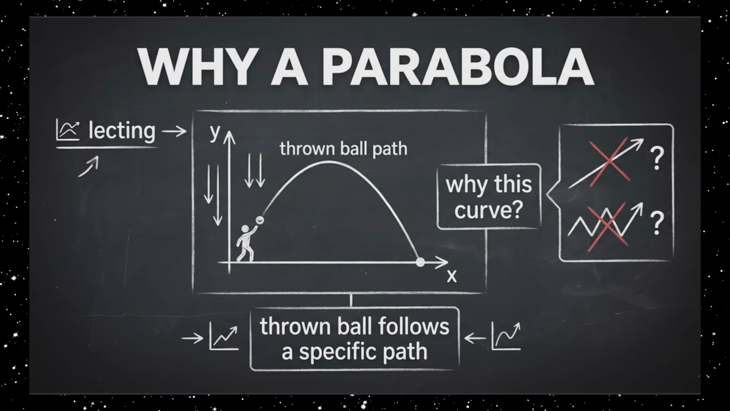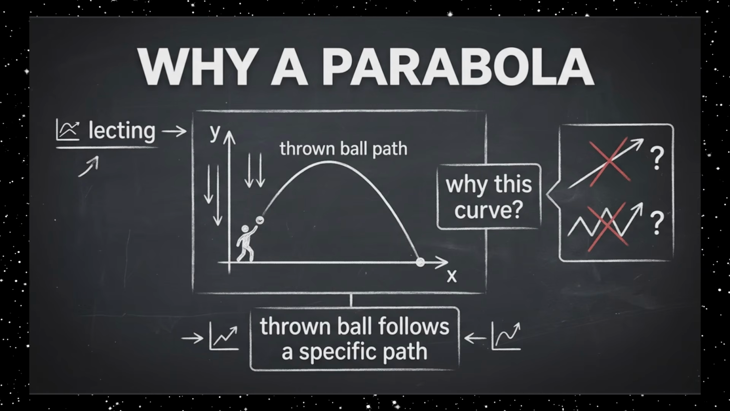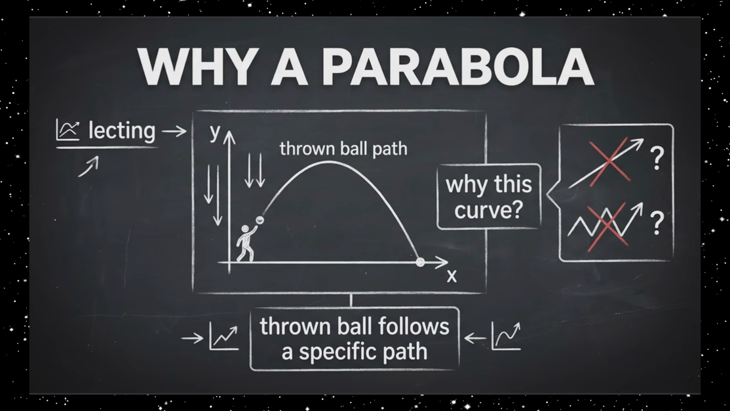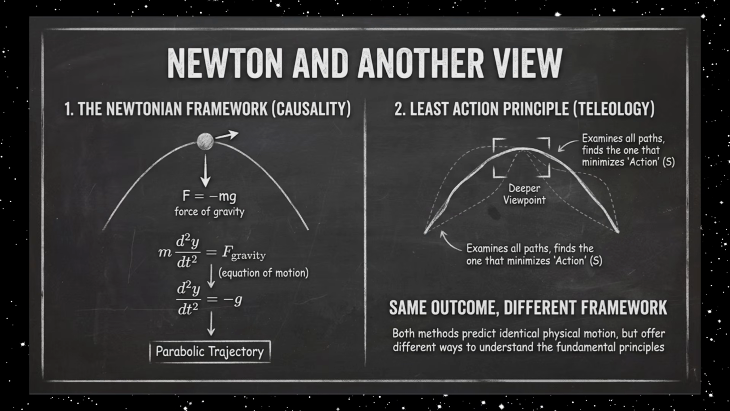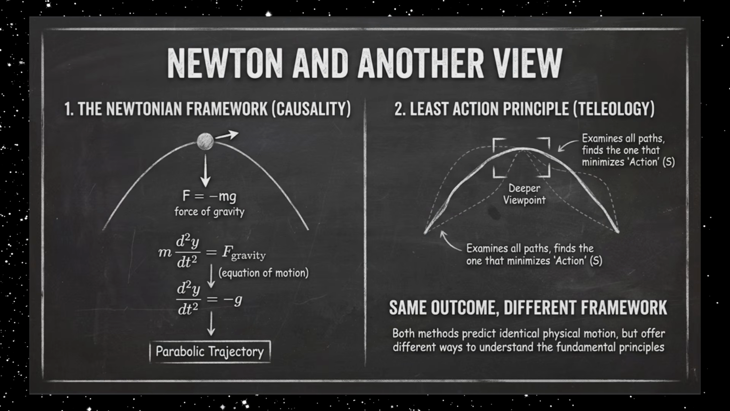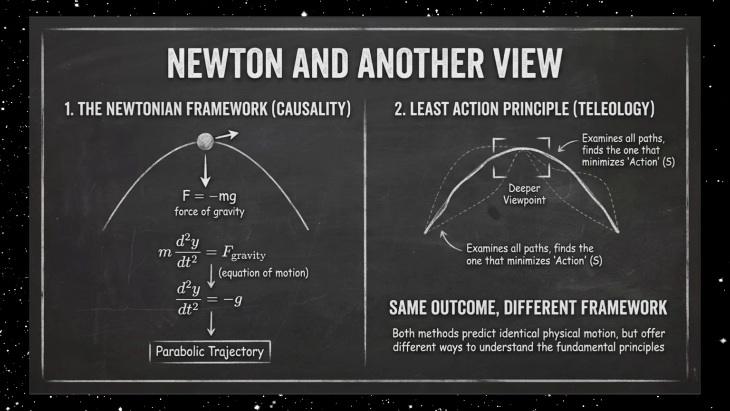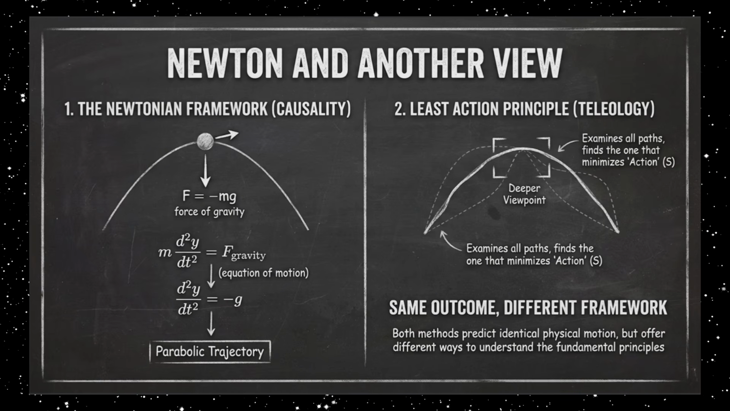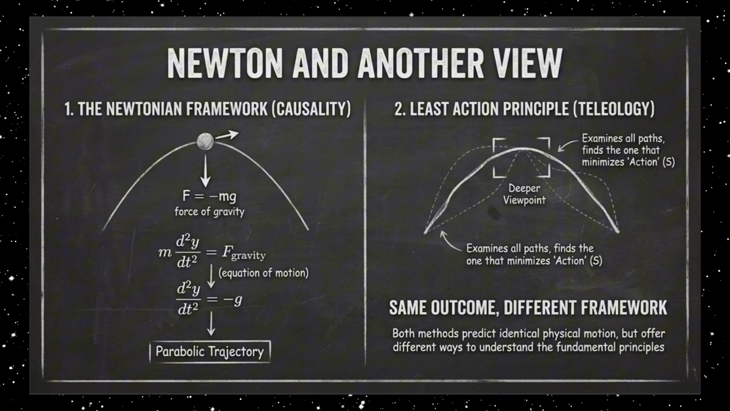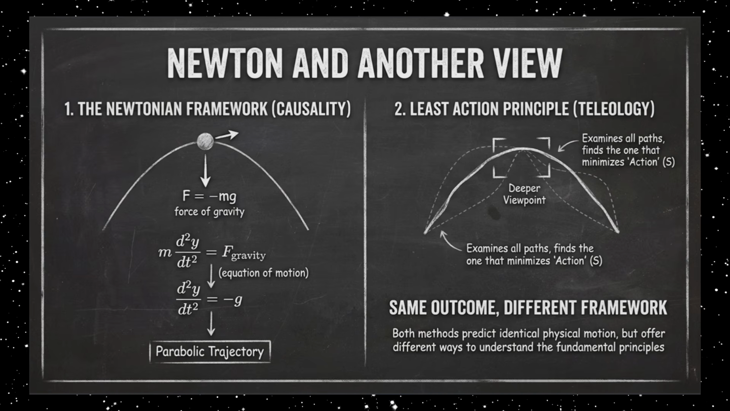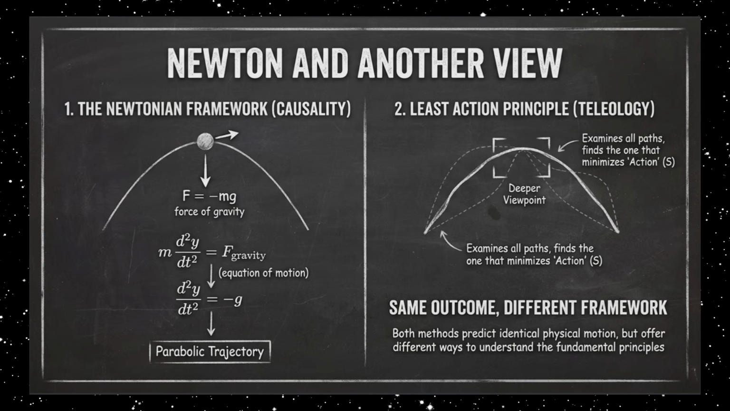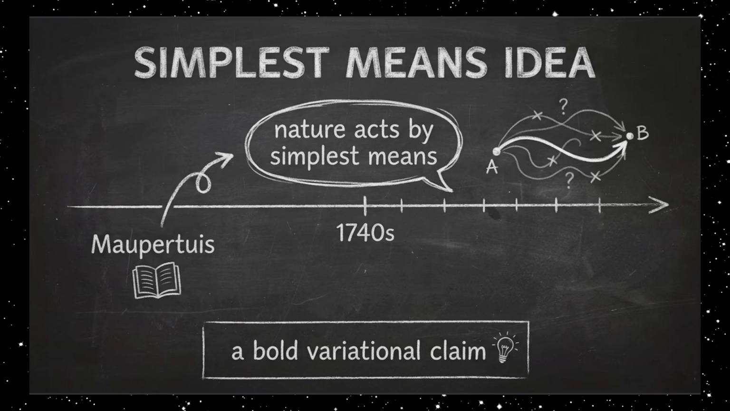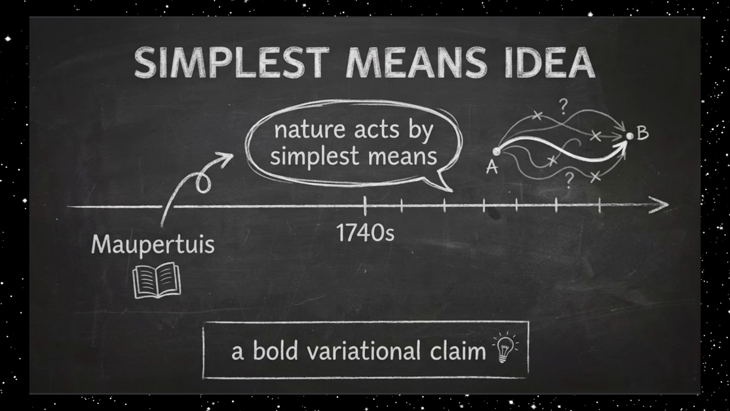When you throw a ball through the air, it follows a curved path, a parabola. Why that particular curve? Why not a straight line? Why not a zigzag? You can answer this with Newton's laws. Write down the forces, gravity pulling down, solve the differential equation, out comes the parabola. Done. And that works perfectly. But there is another way to think about it. A way that, I would argue, is deeper, more fundamental.